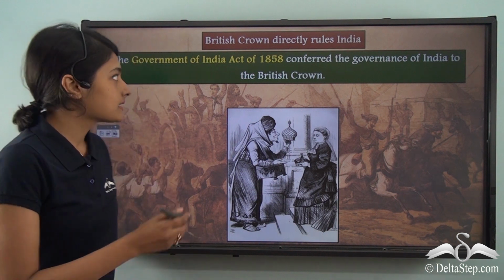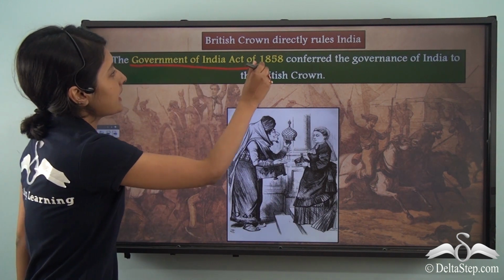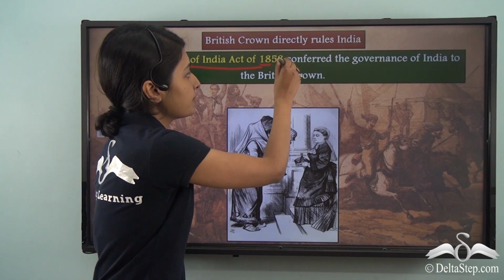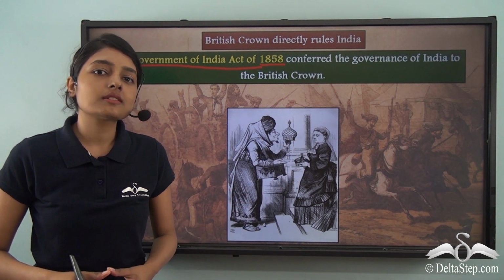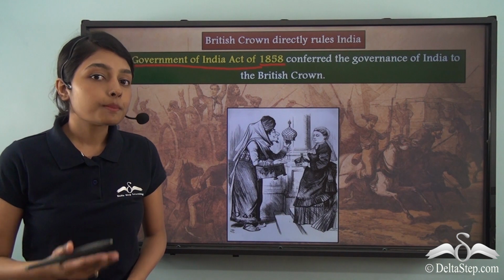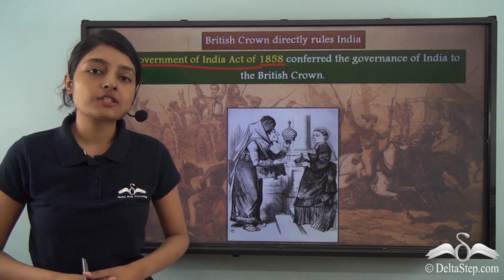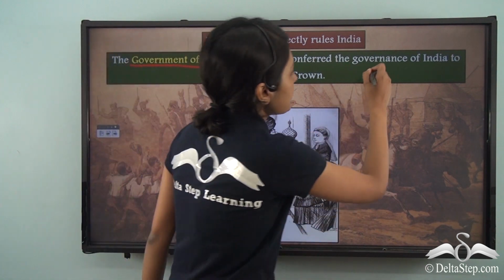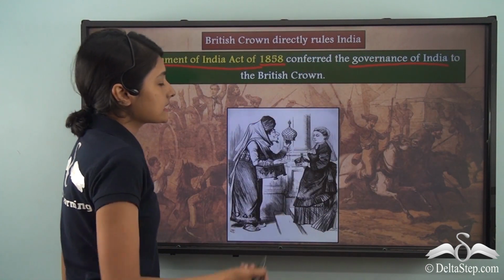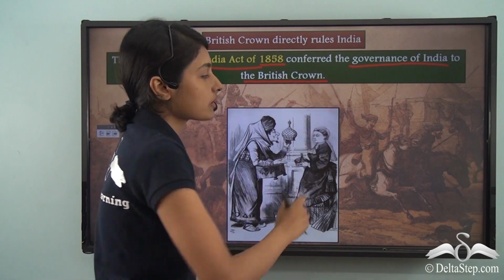To this end, the Government of India Act was passed in 1858, and this was a very significant moment in the history of the subcontinent, because with the passing of the Government of India Act in 1858, the governance of India now went under the direct control of the British Crown.